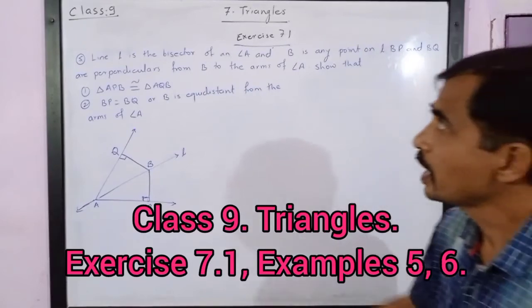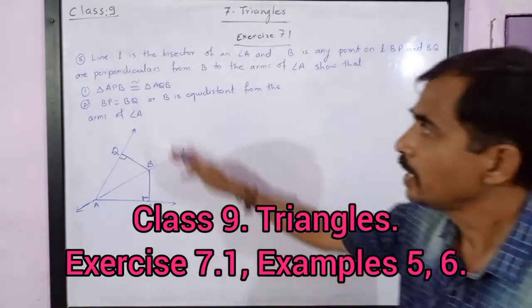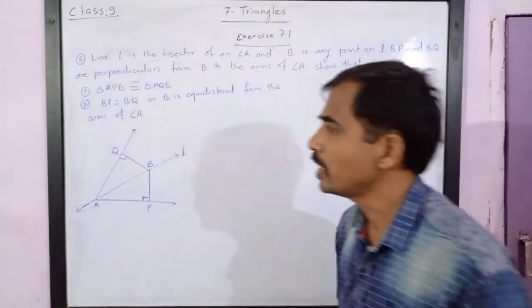Dear friends, in class 9 we are studying the 7th chapter. In exercise 7.1 we have the 5th question. Line L is the bisector of an angle A. So let us write the given things.